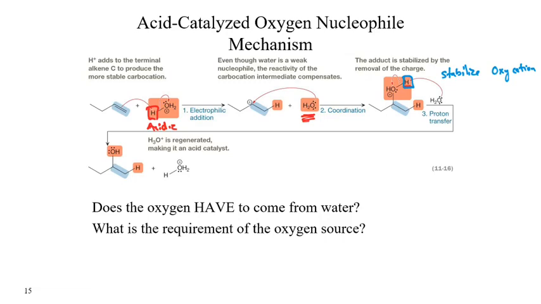So there's really two hydrogen exchanges happening. That extra hydrogen exchange is an important one for the oxygen nucleophile, which then gets us to the questions down below. Does the oxygen have to come from water? Are there other places that oxygen could come from? Well, ethers have an oxygen. Could an ether satisfy the requirements of the mechanism?